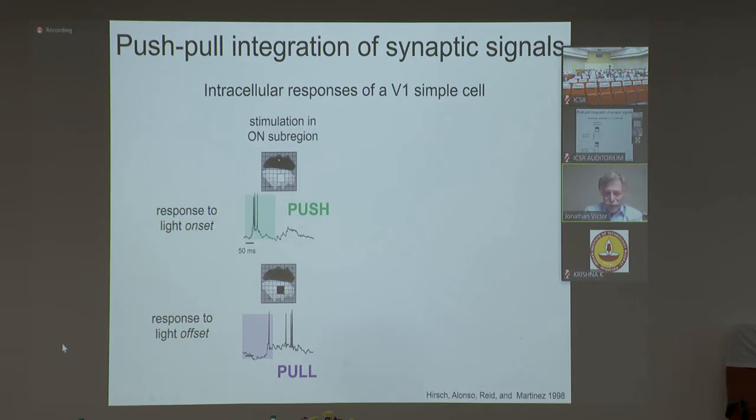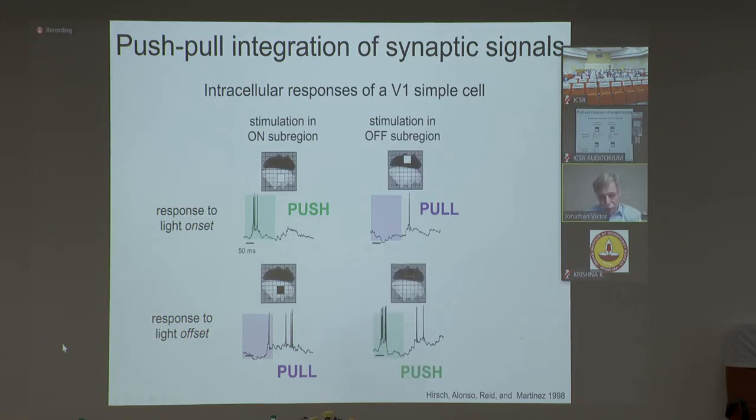Now, conversely, one could turn light off in the off region, and one found a push, and one could turn light on in the off region and one could find a pull. So there was this combination: not only were cells correctly connected from the thalamus to align with the spatial tuning of the neuron, but on cells and off cells had their signals integrated by the cortical neuron so that they properly pushed and pulled the cell to reinforce this on and off behavior.